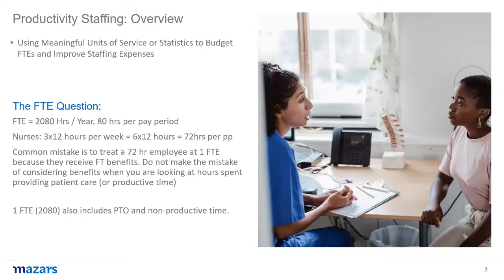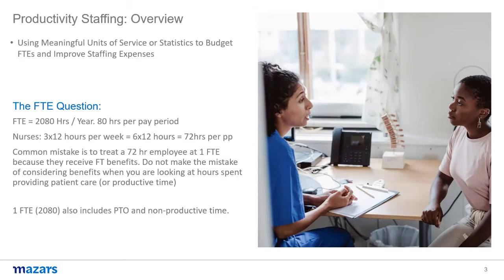Productivity staffing, simply put, is allocating your staff by using a meaningful unit of service to your department, so you can have appropriate staffing levels for whatever might occur with an upswing in volume or a downtick in volume. You're not going to be spending more money than you need to on staff, and you're not going to be spending a bunch of overtime hours because you can't get those people staffed to care for your patients.